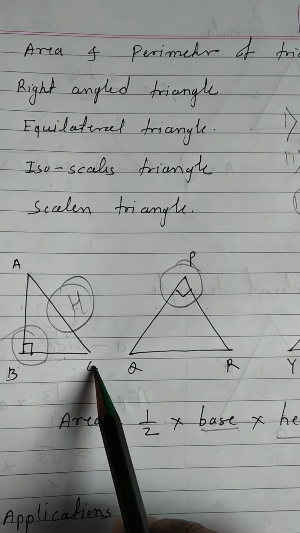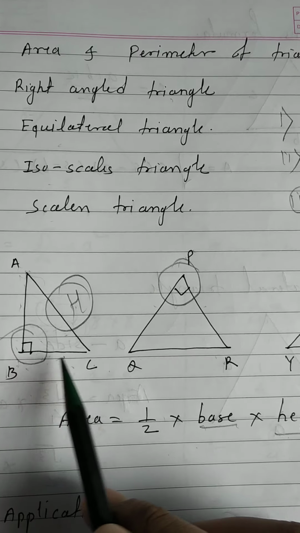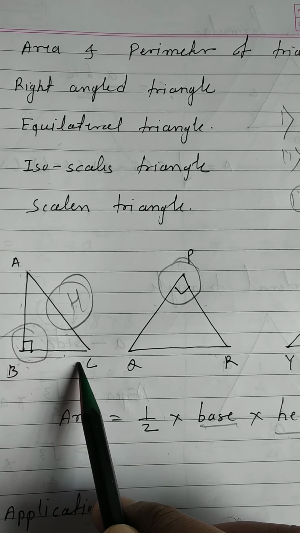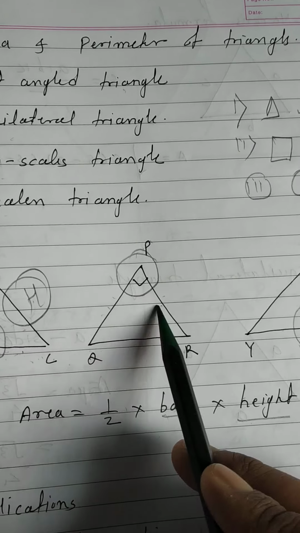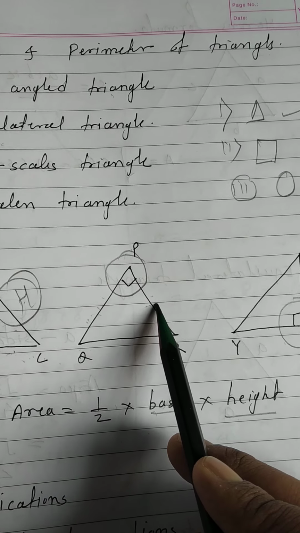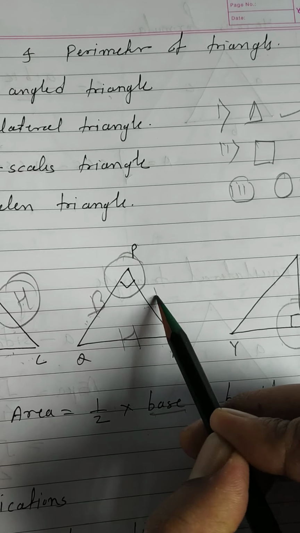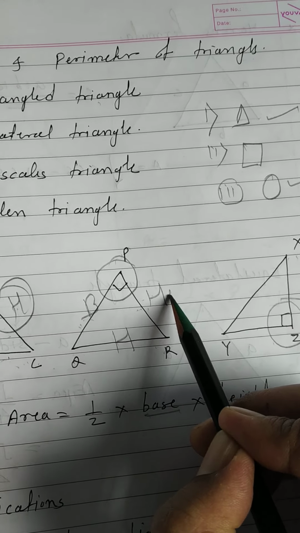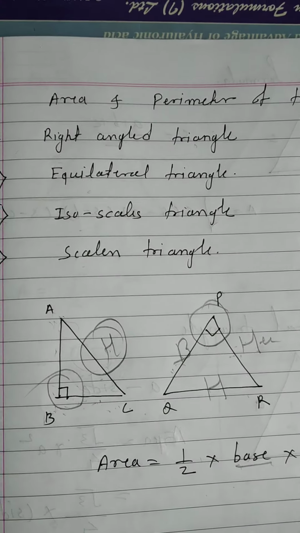Here you can consider BC as base or AB as base. No issues. If you consider AB as base, then BC will be height. If you consider BC as base, then AB will be height. But always remember, the sides that include the right angle, one of them will be base and one of them will be height. So here this will be hypotenuse. So we'll consider this as base and this will be height. I hope I'm very clear how to calculate the area of the right angle triangle.